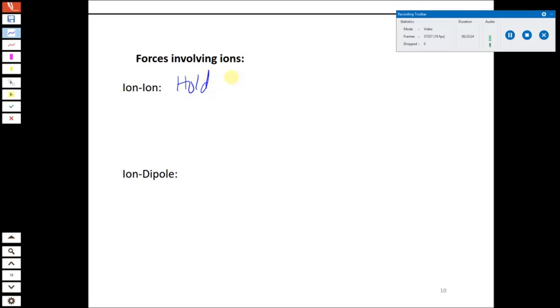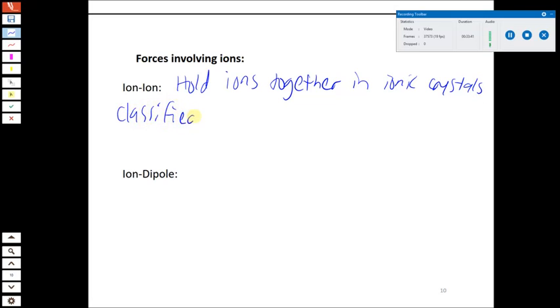These are the types of forces that hold ions together in ionic crystals. These are classified more as a bond. We called this in the past ionic bonding. So this is kind of a gray area. Is this a bond, or is this an intermolecular force, or is it both? Typically we think of this more as a bond than as an IMF, but sometimes it gets sort of lumped in the same category. Because again, it's a type of force that results in individual ions, not molecules, being held together in a condensed phase through these ion-ion interactions.